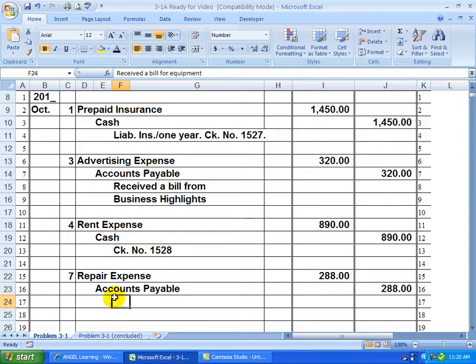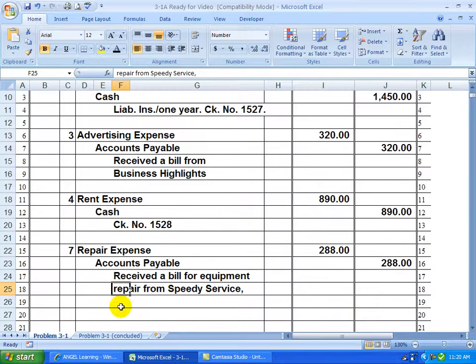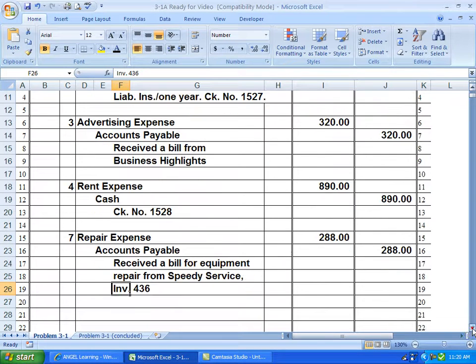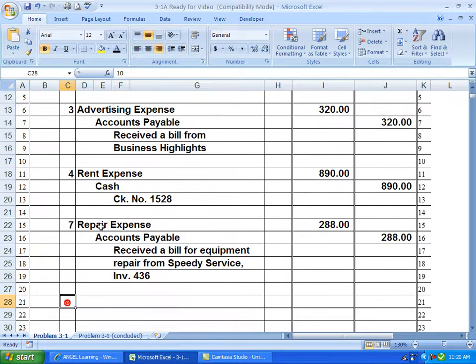And we need an explanation here. We need to record who it's from and the invoice number. Notice how the explanation is indented even more. So the debit is not indented, the credit is indented a 1/2 inch, and then the explanation is indented approximately 1 inch. Let's go on to the 10th.